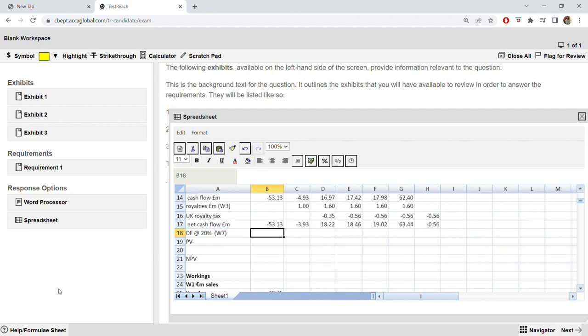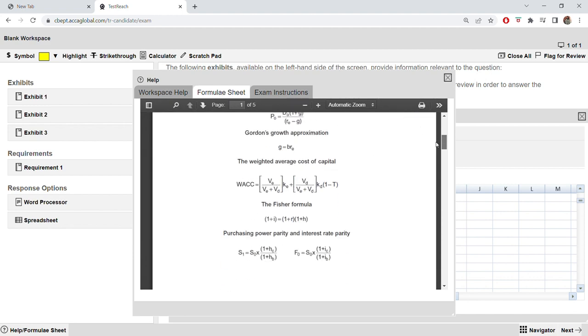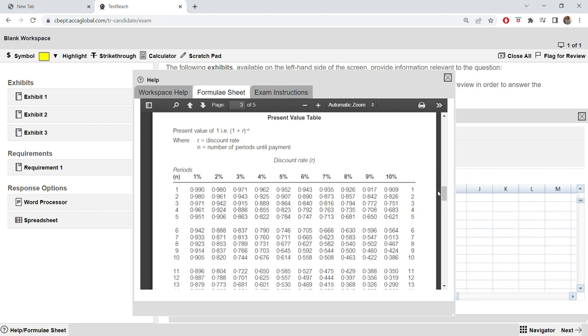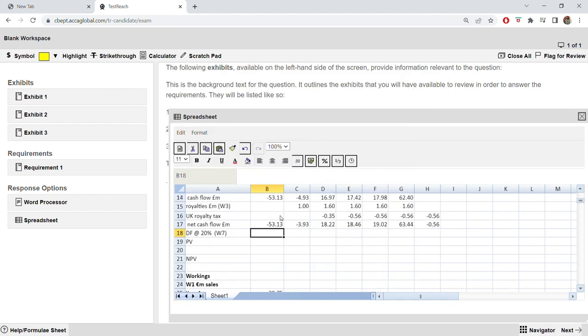Using the table, you can go here, go to the formula sheet, go to your discount factor table, and get 20%. 20% is the highest that you can use this table for. So here you can get 0.833, 0.694, 0.579, 0.482, 0.402. You cannot copy paste it from there, you need to type it. Okay, it's not possible. Don't ask me why you cannot copy paste. Try it on your own and see.